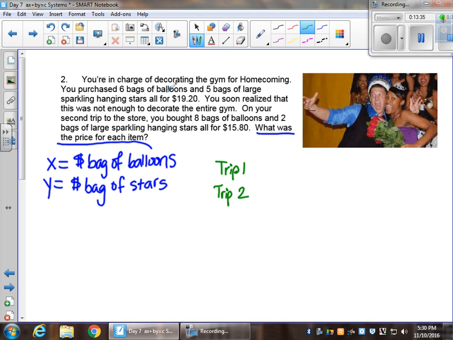You purchased 6 bags of balloons and 5 bags of stars, and that cost you $19.20. Wait, back it up. Trip 1. 6 bags of balloons, 6 bags of balloons times some cost you don't know. And then how many bags of stars? 5 bags of stars, plus 5y equals some total cost.